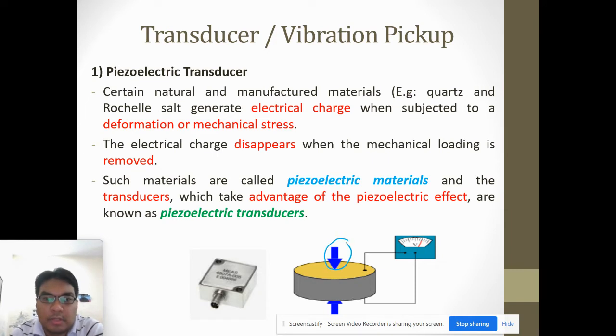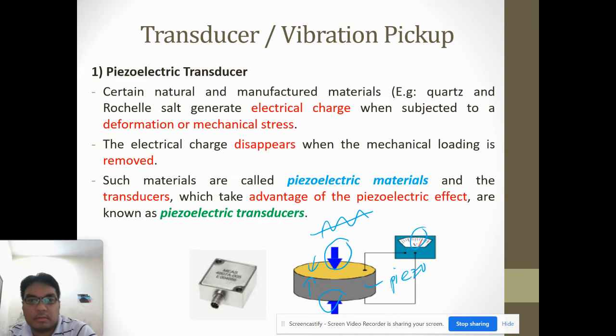For example, you have a loading here. When you give stress to the piezo material, it can provide a voltage. Inversely, when you provide a voltage or signal to the structure, it can give motion. That is why it is a smart material. Such materials are called piezoelectric materials, and the transducer which takes advantage of them is called a piezoelectric transducer. This is an accelerometer that basically uses a piezoelectric material.